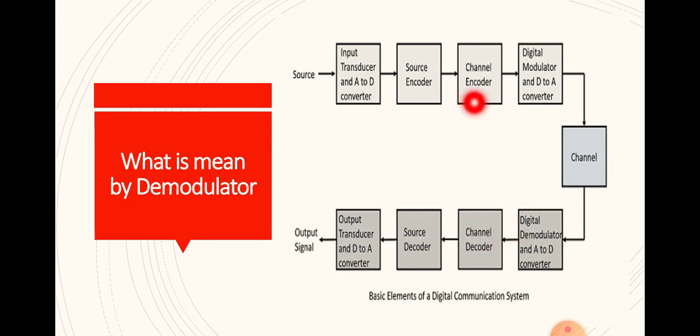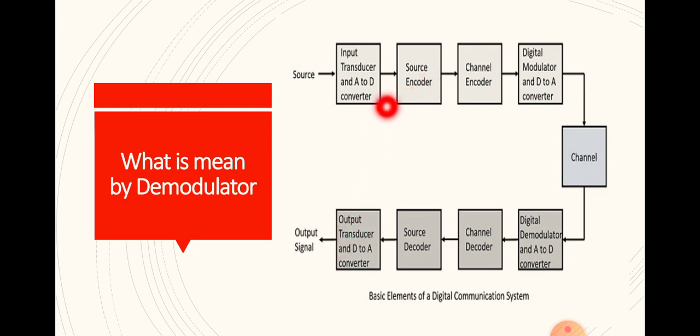That is applied to the channel decoder. Here a channel encoder was used, so now we have to decode that data, hence the channel decoder is used. Here a source encoder was used, hence we have to decode that source data, hence the source decoder is used. Now here we have the output transducer, which converts the incoming signal into the required form. If it is digital then a D to A converter is used, and here we get the original signal as it is.